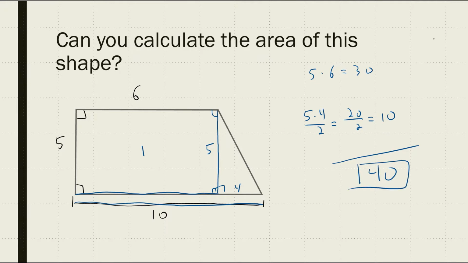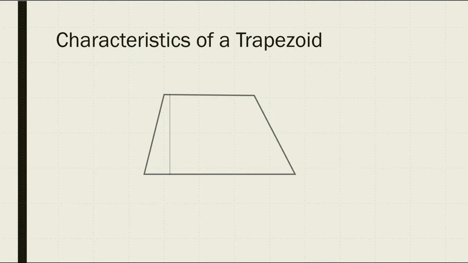Oftentimes in geometry, if you're asked to find the area of an irregular shape, it's helpful to split it up into different shapes and figure out the area of the shapes that you know. You may have actually recognized this shape right here. It's something called a trapezoid. So what I want to do is talk about the different characteristics of a trapezoid and how to calculate the area. So this is what a trapezoid is, and what makes a trapezoid is that it's a four-sided shape.